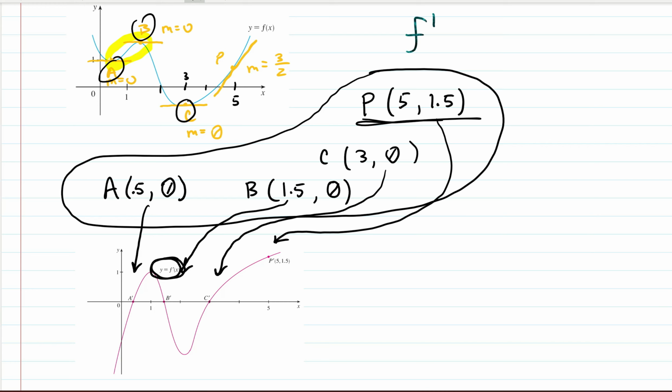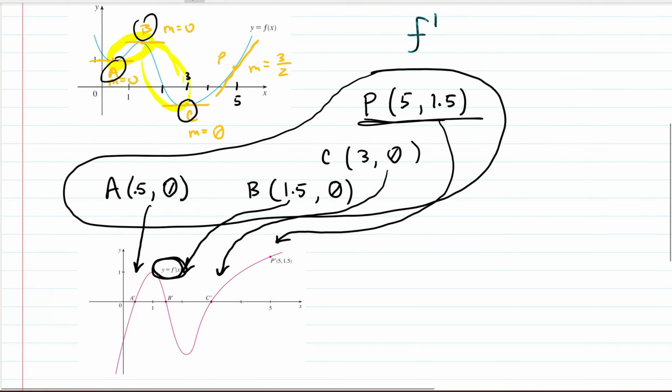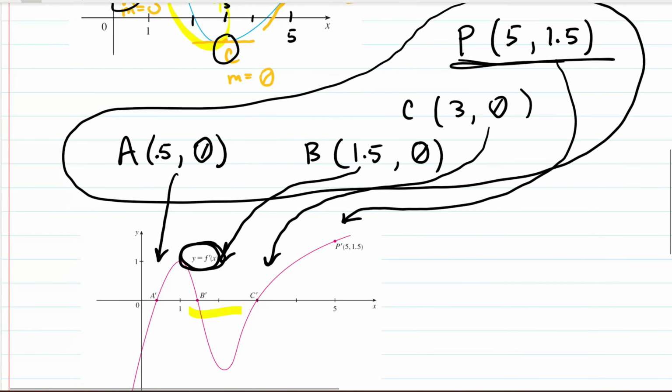Now let's look at the graph above between B and C. See how the slope of the line between B and C is negative? So therefore, between B and C, f prime is going to be negative. All of that is negative. See how that relationship works?